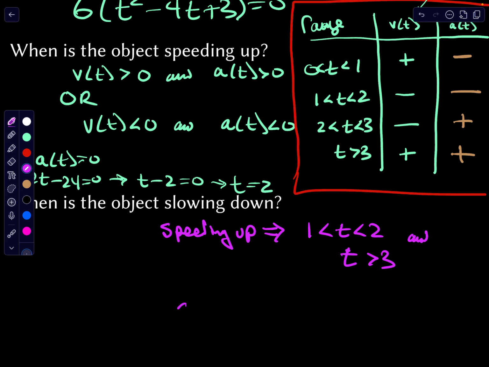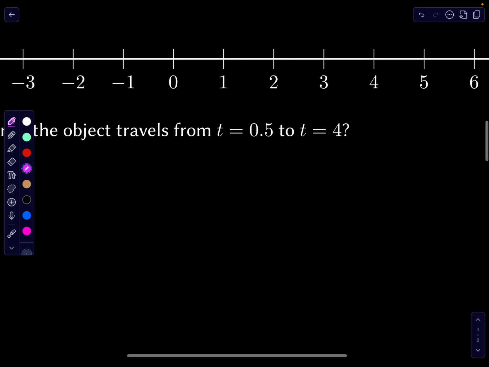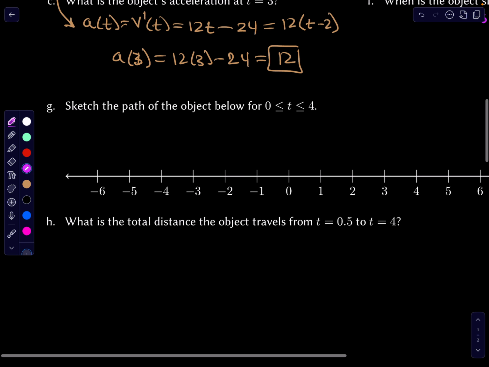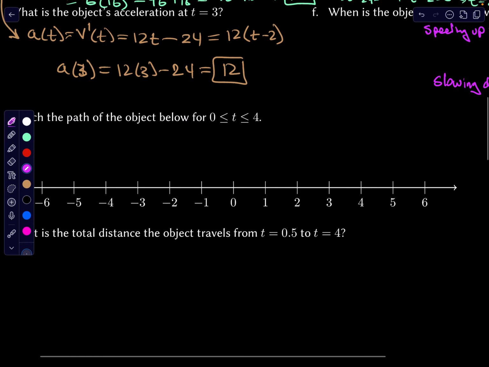Whichever direction it is. Slowing down, on the other hand, is the other times. This will be 0 to 1, and from 2 to 3. And you can see that this is when your velocity is in a different direction from your acceleration. All right, this next question is not something that was on Infinity, but it might be helpful to see how things work. And so I thought I'd leave it on here.